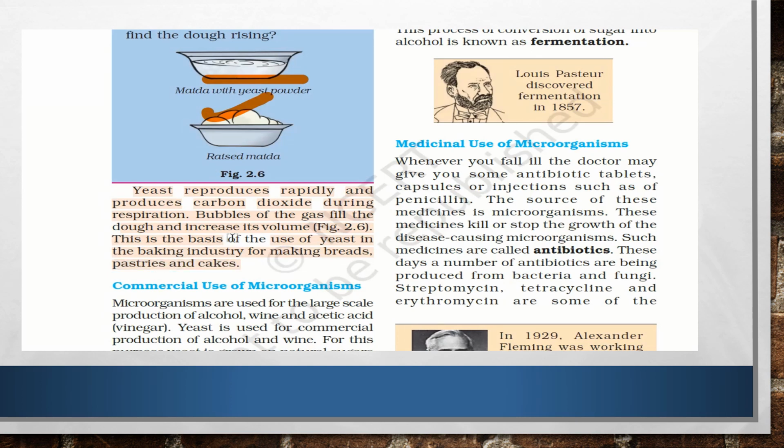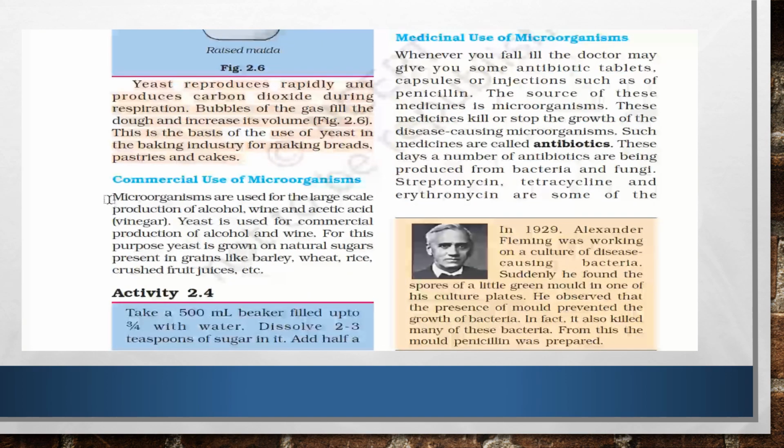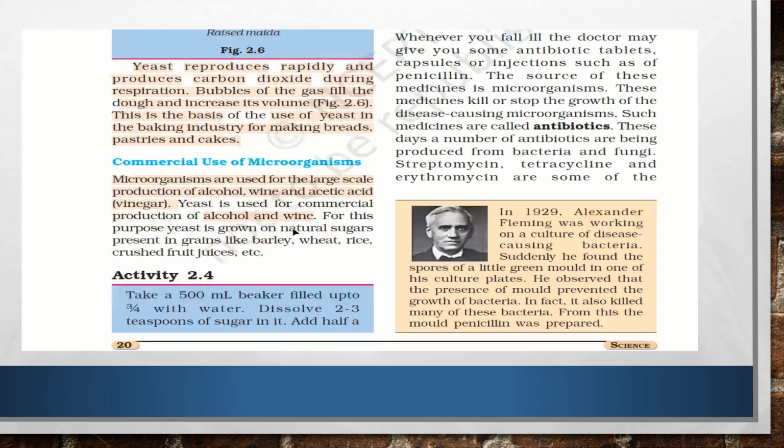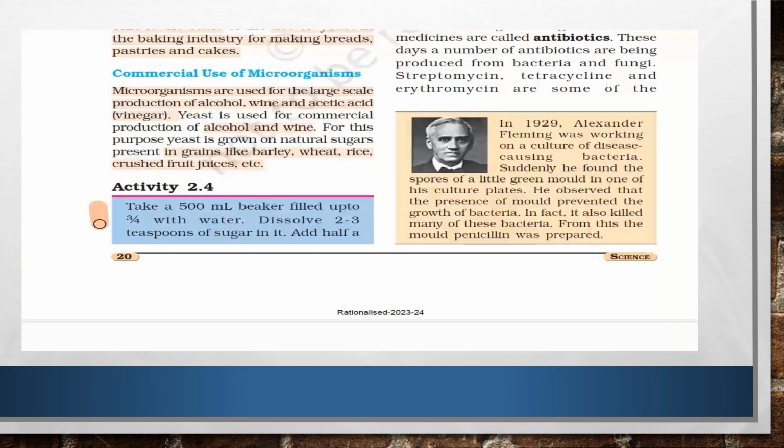Okay, so there are several commercial uses of microorganisms also. Microorganisms on a large scale are used for making alcohol, wine, and acetic acid, that is vinegar. Yeast is used mostly in alcohol and wine. For this purpose, yeast is grown on natural sugars, like in grains such as barley, wheat, rice, and crushed fruit juices.